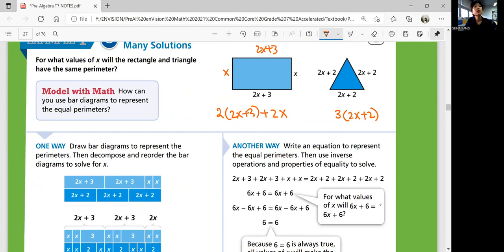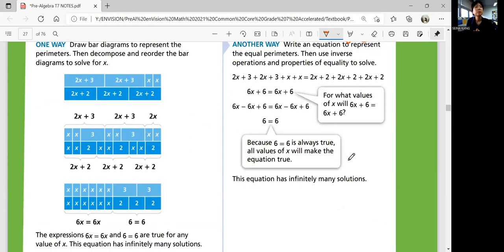And you notice something weird. That's going to be 4x plus 6 plus 2x, and that's 6x plus 6. And that's going to be 6x plus 6. And if you solve for it, if they need to be the same, you're going to subtract 6x on both sides. And then the x is gone. You get 6 is equal to 6. Oh no, what happens?